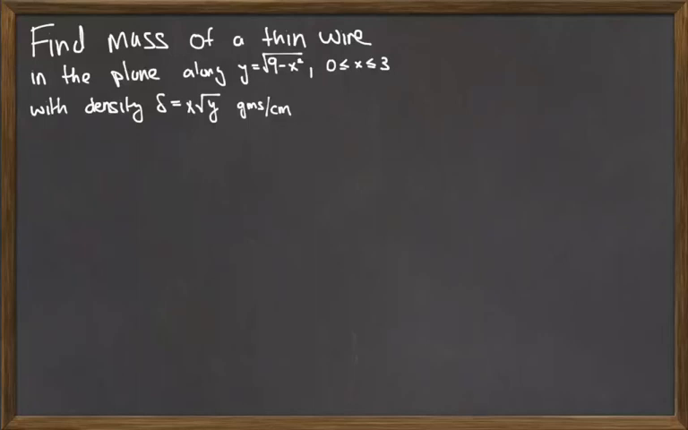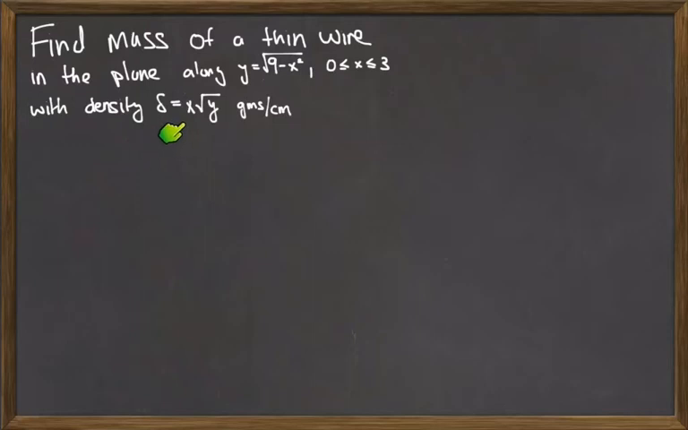In this video, we're going to find the mass of a thin wire that's lying in the xy plane, and its profile will be given by the curve y equals the square root of 9 minus x squared along the interval where x is varying from 0 to 3.